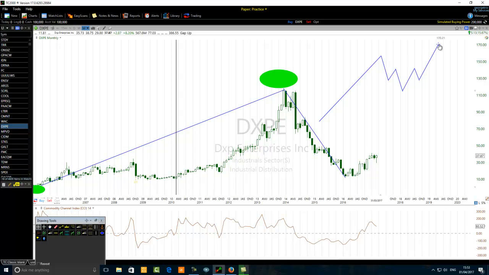The expanded flat correction may go up to the 138.2% Fibonacci extension of the fifth wave before coming down 1, 2, 3, 4, 5. Okay, I like the expanded flat correction. You see it very often on the 4-hour time frame for day trading purposes.